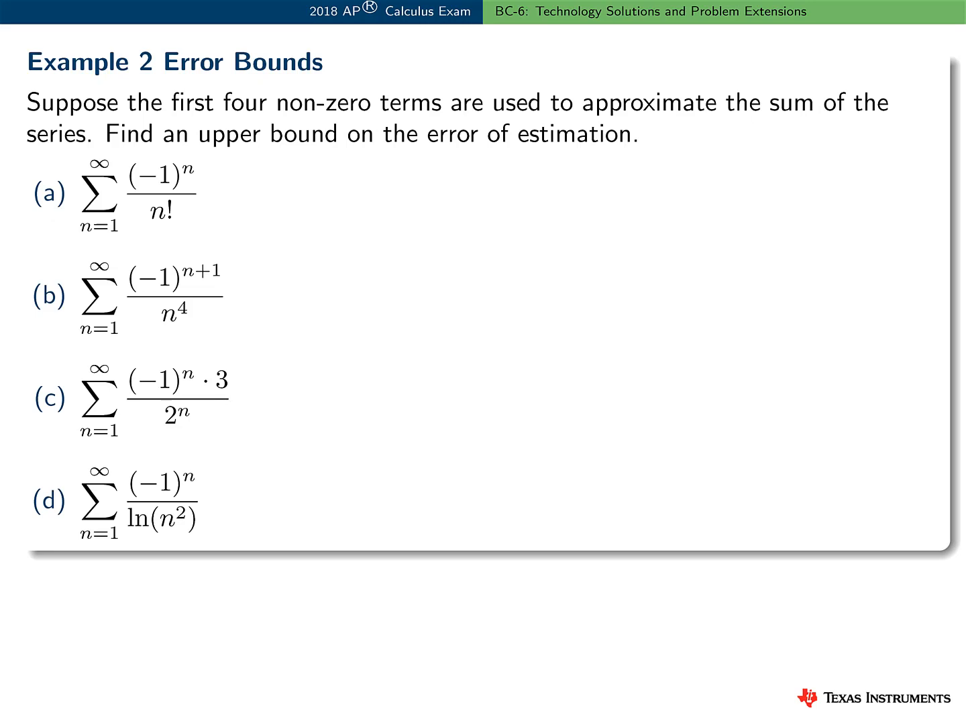Here are a few more problems that involve a bound on the error of estimation. Each of these series is an alternating series. And suppose we use the first 4 non-zero terms as an approximation to the sum of the series. Find an upper bound on the error of estimation.